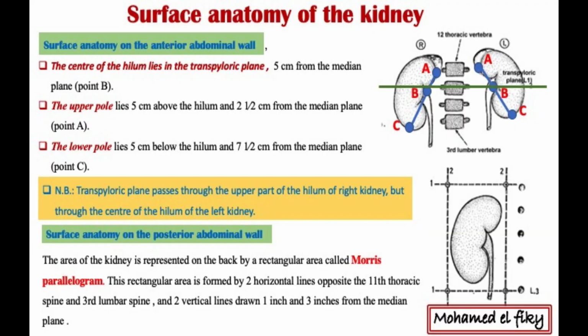Surface anatomy, posterior surface anatomy, by what is called the Morris parallelogram or quadrangle, by two lines: a horizontal line at the 11th thoracic vertebra and the third lumbar vertebra, and two vertical lines 1 inch and 3 inches from the median plane, or maybe 1.5 and 3.5 inches. This is the surface anatomy of the kidney, from the front and from the back.